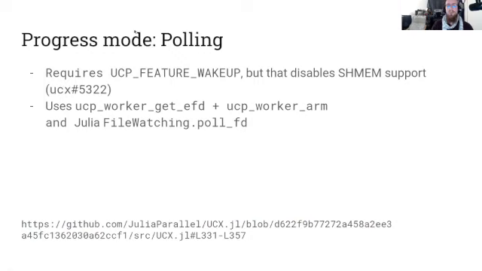So polling uses the UCP facility to get a file descriptor and then wait on the file descriptor for notifications. So it uses UCP worker get EFD and worker arm. Plus, the Julia side uses filewatching.jl's pollfd. And so you can wait for notifications on this file descriptor. That requires interaction with the kernel, and so that's why the latency is quite high.